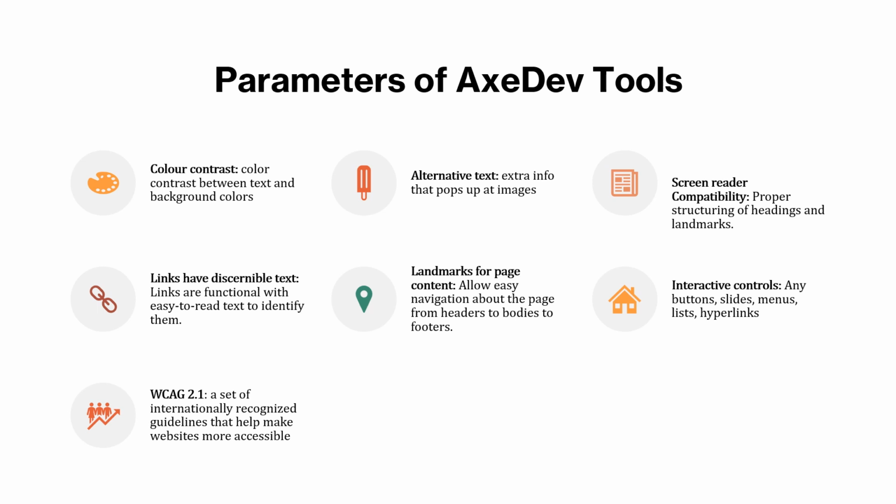Screen reader compatibility, proper structuring of headings and landmarks, whereby the links have discernible text, whereby hyperlinks are functional, with easy to read text to identify them without clicking on them. Landmarks for page content allow easy navigation about the page, especially from body to the header to the footer and so on. Interactive controls, buttons, links, slides, menus, lists, and the WCAG 2.1 conventions, which is a set of internationally recognized guidelines to help make websites more accessible.